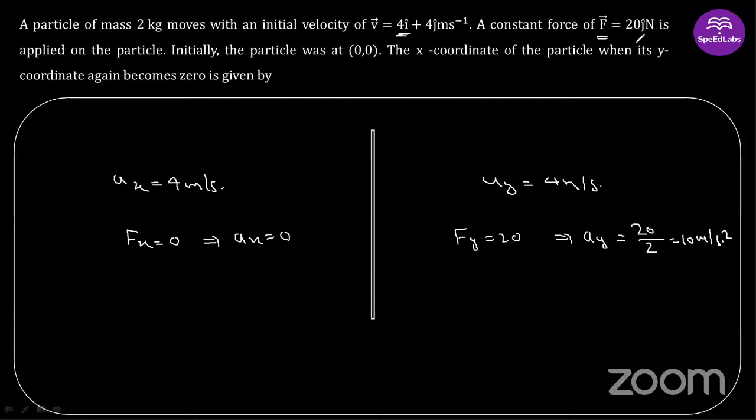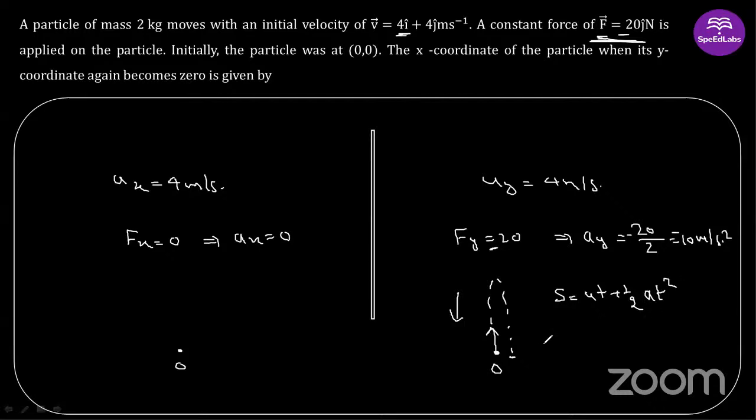I think this should be minus 20 j cap, then only the question will be true. So if it is minus 20 j cap, then acceleration will be minus 10 meter per second square. Initial y is 0, initial x is also 0. The particle is moving up, acceleration is minus 10 meter per second square, so the particle will come back. How much time will it take? For that, I am applying s = ut + half at square.